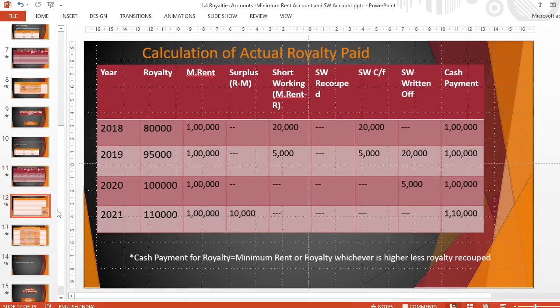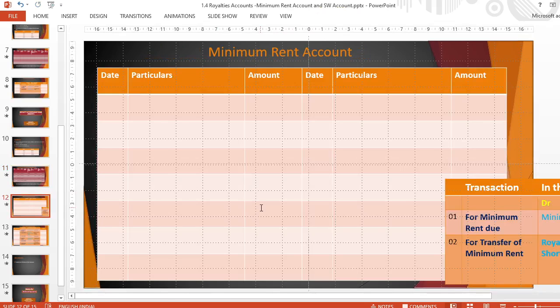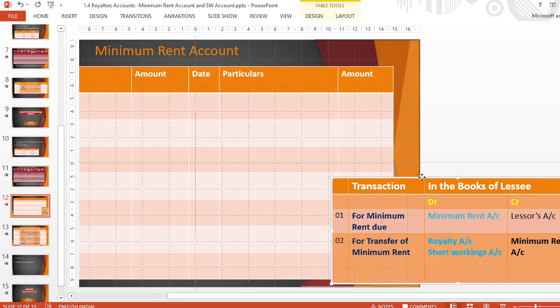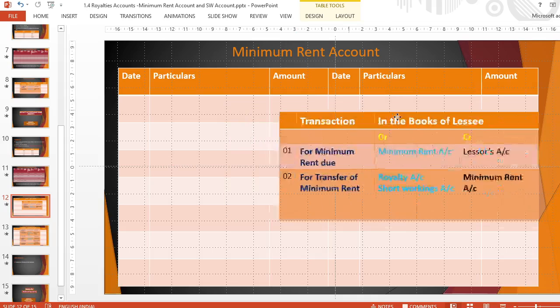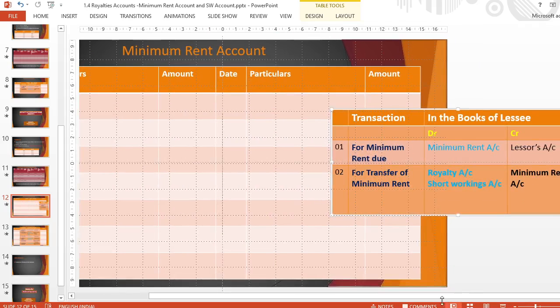After this, we need to prepare the minimum rent account. As far as the minimum rent account is concerned, we know the journal entries. Minimum rent due: minimum rent account debits to lessor's account. And for transfer of minimum rent: royalty account debit, short workings account debit to minimum rent account. So I'll record the first one.